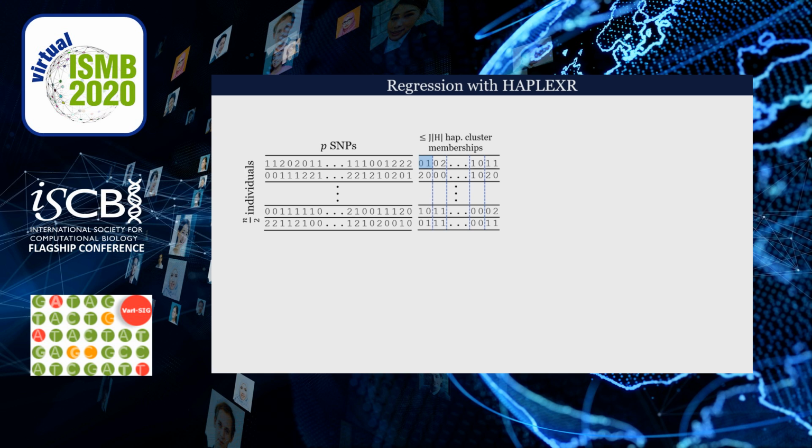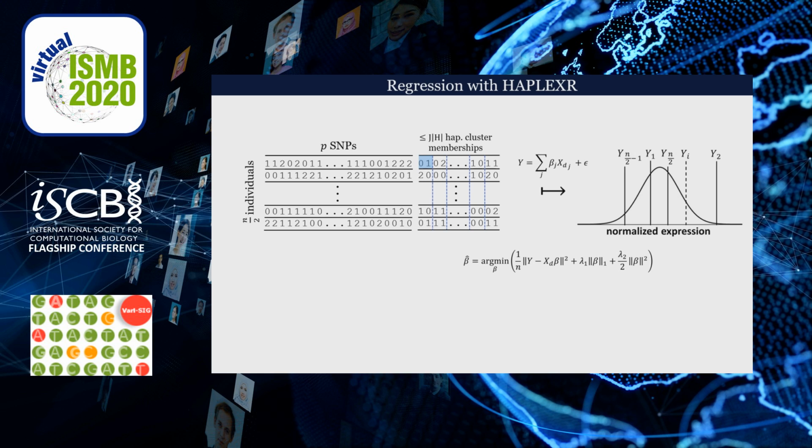So, this is our design matrix. And then we train elastic net regression against the normalized expression of each individual. The vector of these expression values across individuals is what we call y. And in this equation, x sub d is the design matrix, the betas are linear regression coefficients, and lambda specify the penalties on the betas. And in practice, we perform cross-validation to select the lambda parameters.